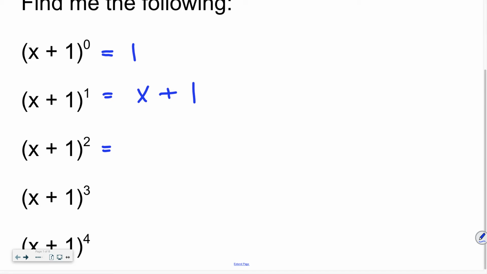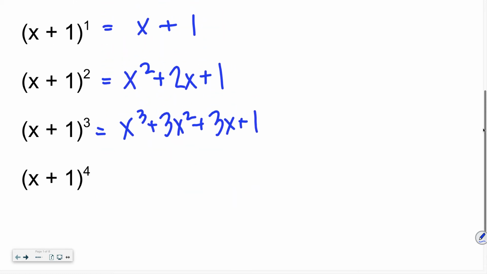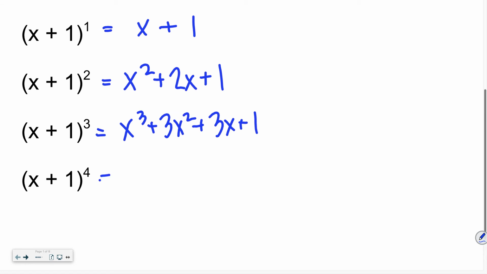Okay, x plus 1, the quantity squared. When we multiply that by x plus 1 to get x plus 1, the quantity cubed, Kaya, what do we get? I got x cubed plus 3x squared plus 3x. When we multiply that by x plus 1 to get x plus 1, the quantity to the fourth, Sydney, what do we get? I had x to the fourth plus 4x cubed plus 6x squared plus 4x plus 1.